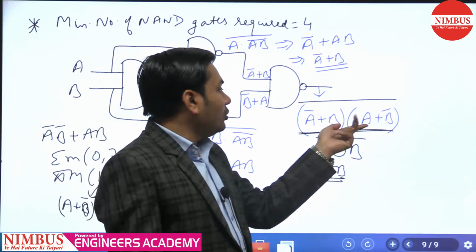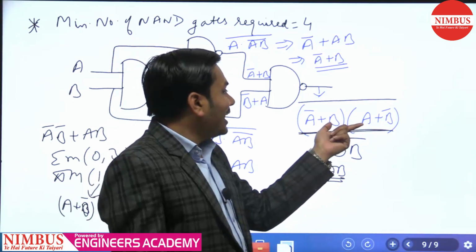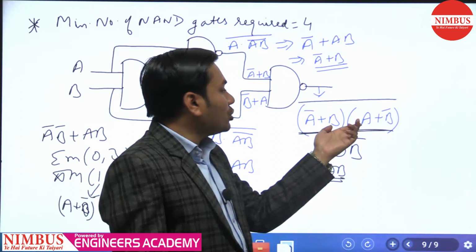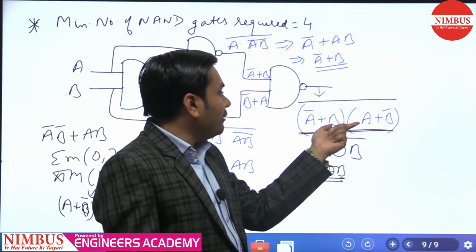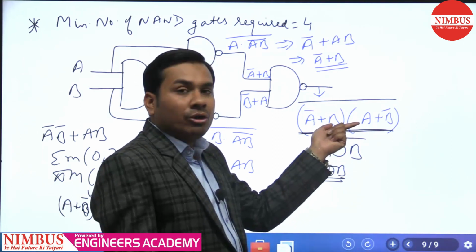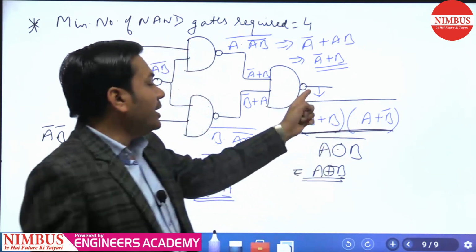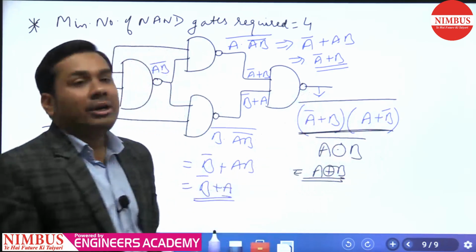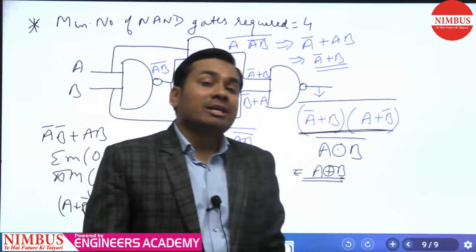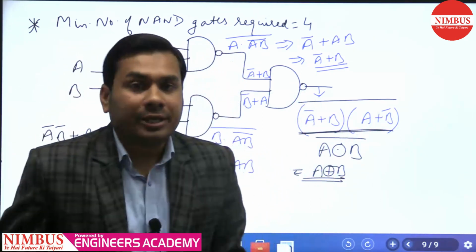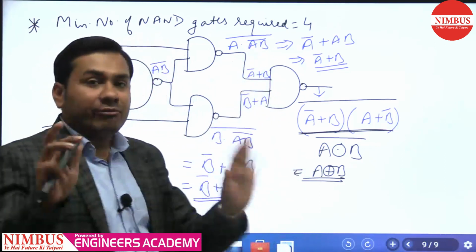So if we want the expression of XNOR, we have a requirement to complement this expression, right? At this place we are having a complement of XNOR, so that is your XOR gate, right? So for the XOR we are having 4 gates, right?